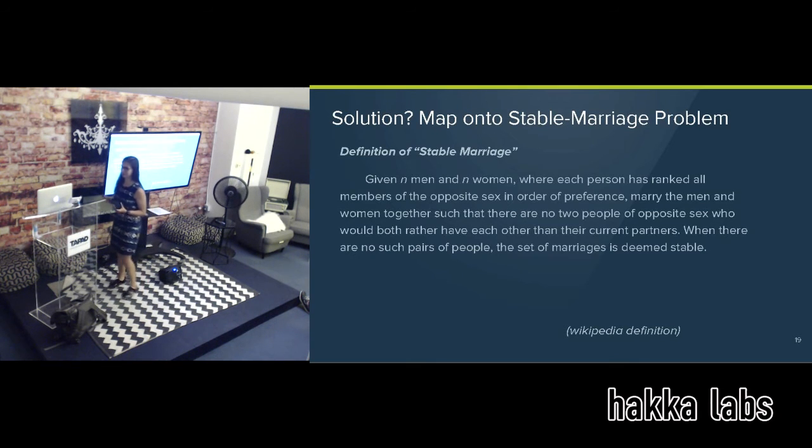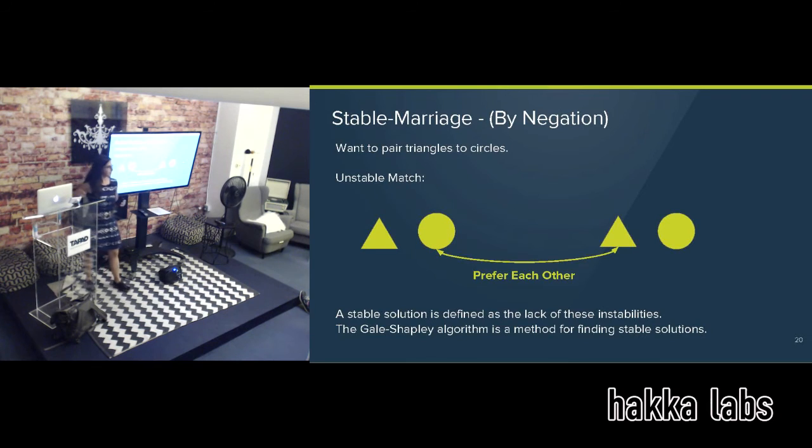So instead of men and women, I'm going to use triangles and circles, because HR says I could not use men and women. It's my own personal beef with this.